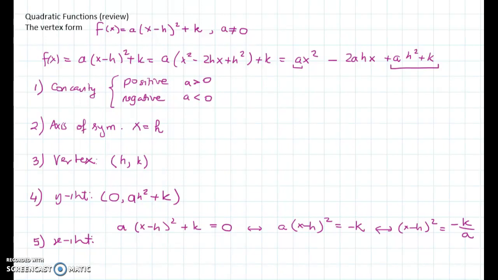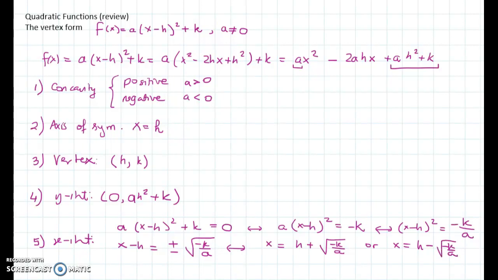Now, if x minus h, all of that squared, is equal to negative k over a, that means that we have two choices for x minus h. It can be either the square root of negative k over a, or it can be the negative of that. So we write plus minus over here. So that means that x is going to be either h plus the square root of negative k divided by a, or x is going to be equal to h minus the square root of negative k over a. And of course, depending on the signs of k and a, we may have no solutions, exactly one solution, or two different real solutions.